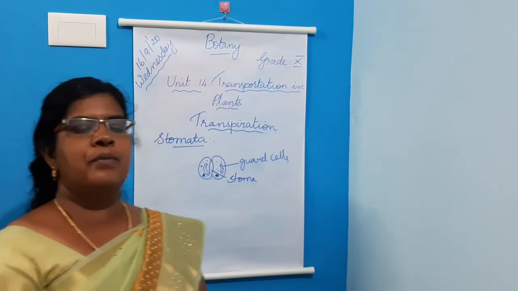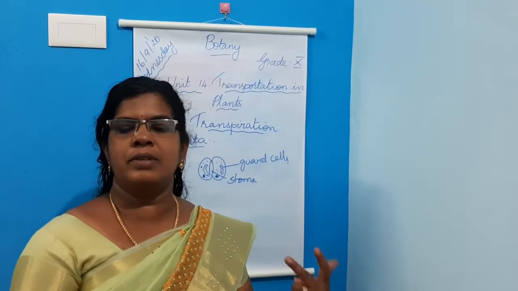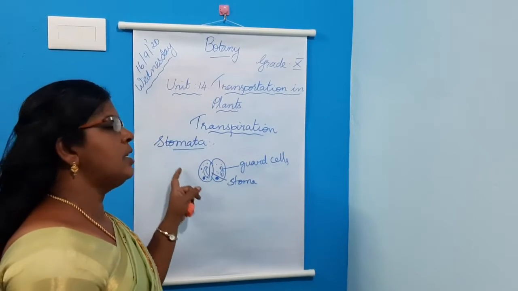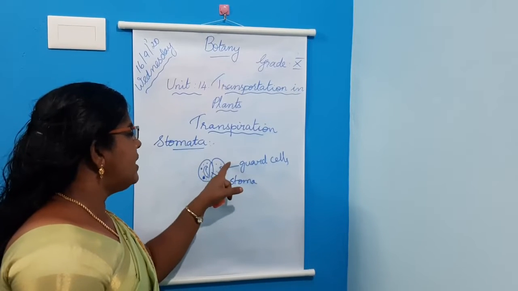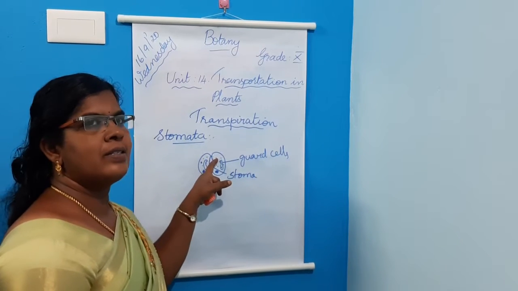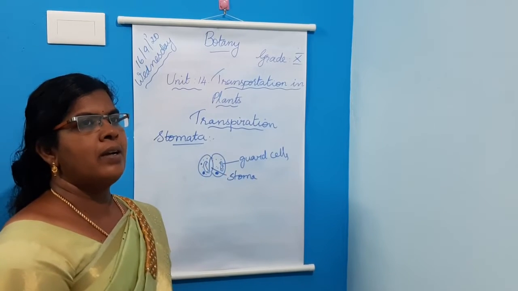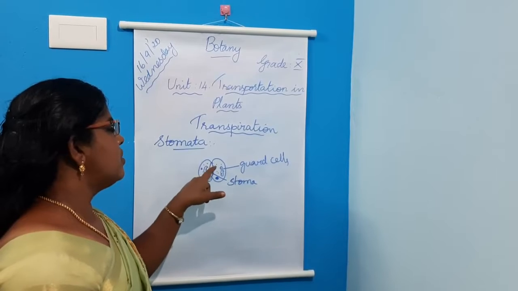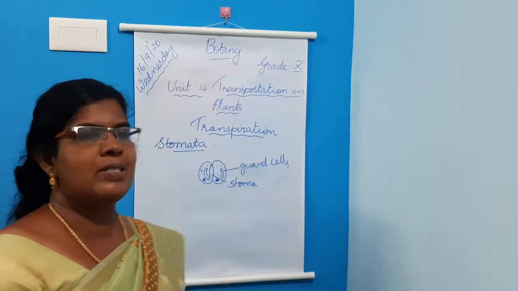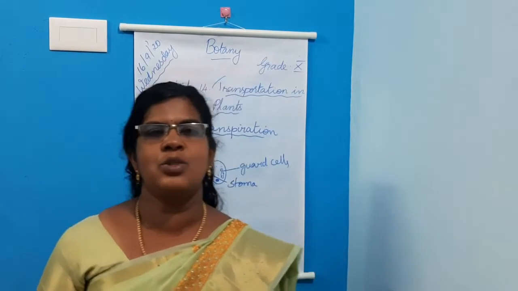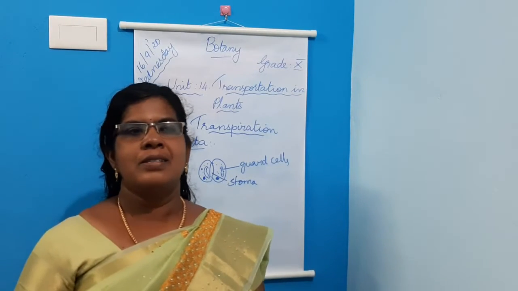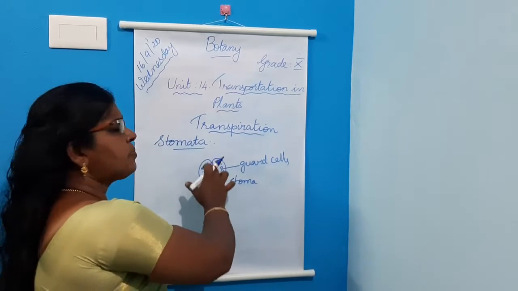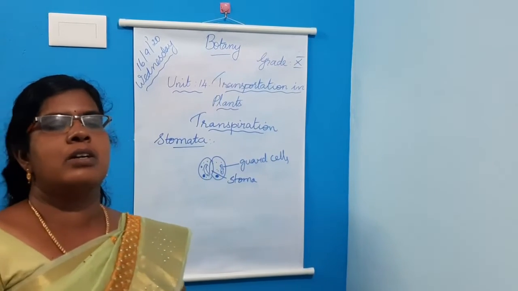The opening and closing of stomata is due to the turgidity of the guard cells. When water enters into the guard cells, it becomes turgid and the stoma opens. When the water comes out of the guard cells, it becomes flaccid and the stoma closes. So the opening and closing of stomata is due to the turgidity of the guard cells.